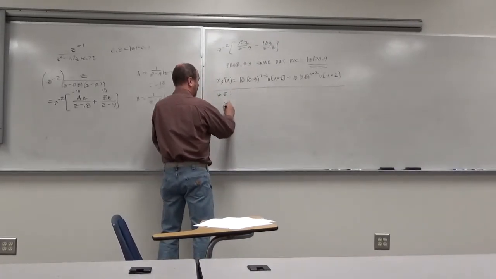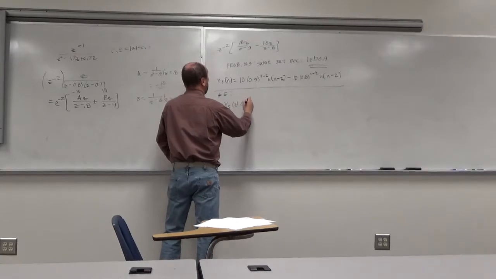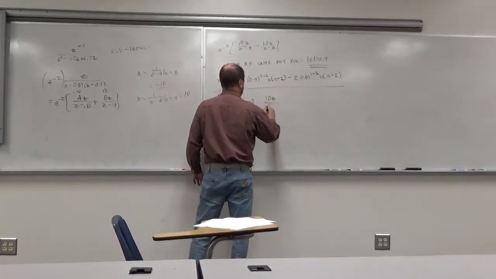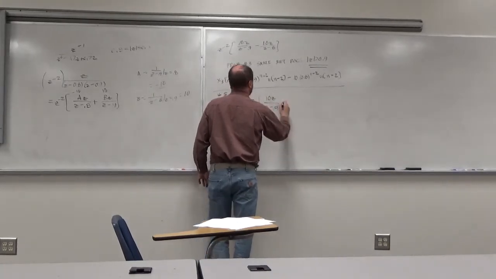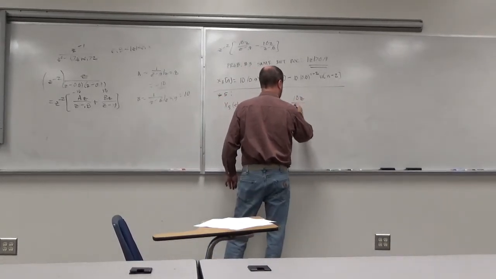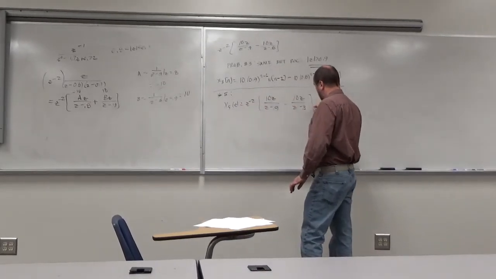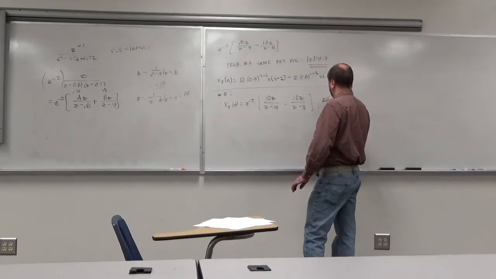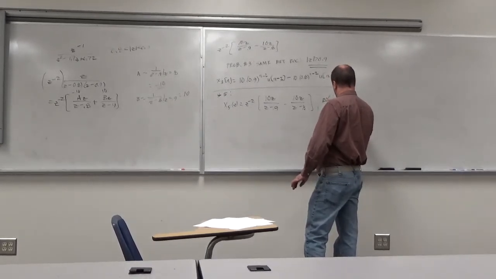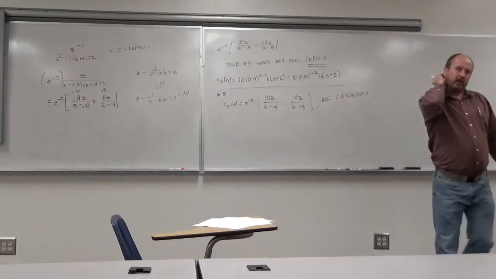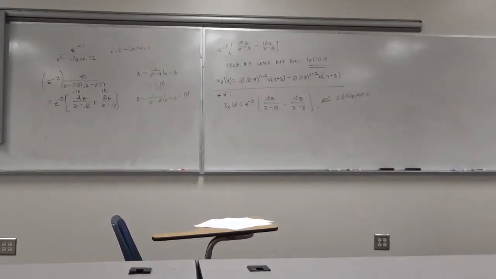We have reduced that to X of z is z to the minus 2, 10z over z minus 0.9 minus 10z over z minus 0.8. And the only difference is that the ROC is 0.8 less than magnitude of z less than 0.9. Okay, that does not affect the partial fraction expansion, so we can still use that partial fraction expansion.